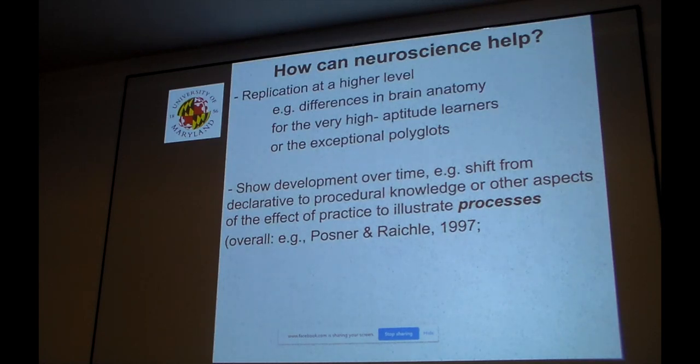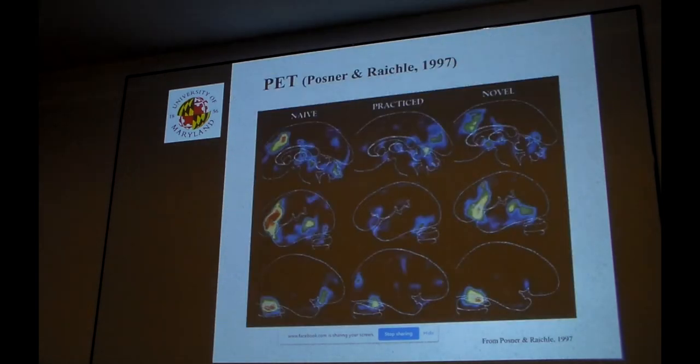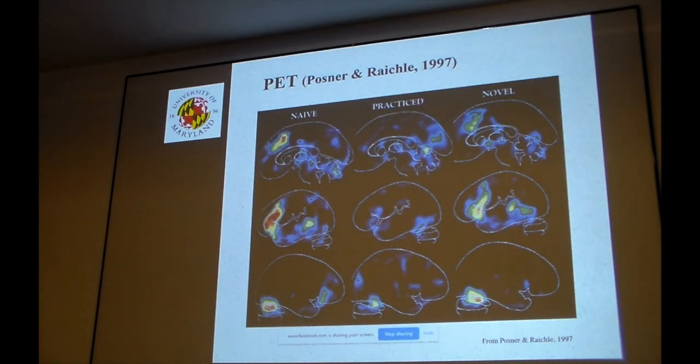A very early example of that, not exactly SLA, but in the language domain, was Posner and Reichel, and then for declarative and procedural, Morgan Short et al. So let me show a picture that you've probably seen. This is getting old now, but it's such a nice picture that I think it's worth showing. So you see three different views on the brain from top to bottom, obviously.